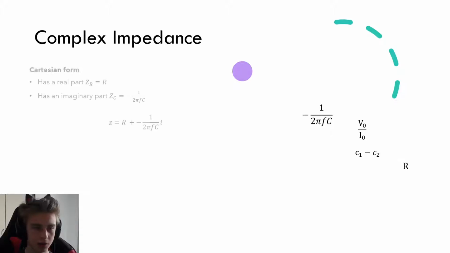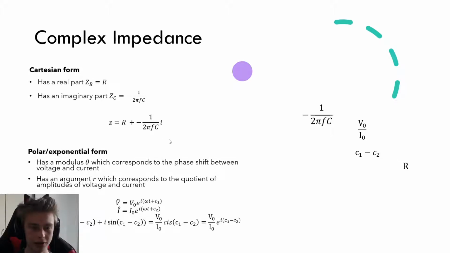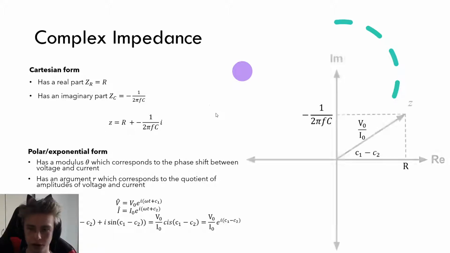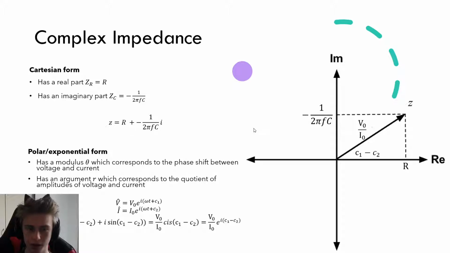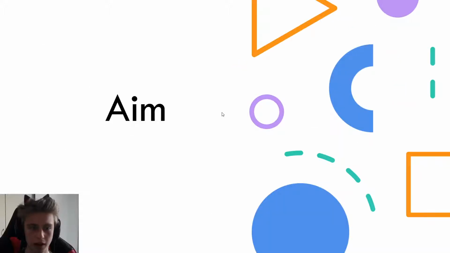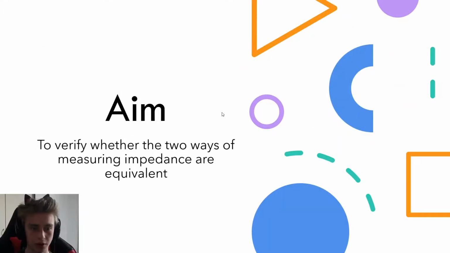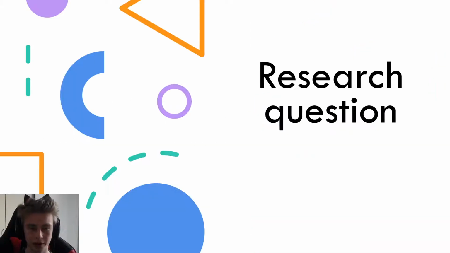Now, complex impedance works exactly the same way, so they have a real part, imaginary part, and can also be expressed in polar exponential form using phase shift and voltage current quotient, and can be expressed on that kind of diagram as well. So the aim was to investigate whether the Cartesian form and the polar form of measuring impedance are identical to each other.